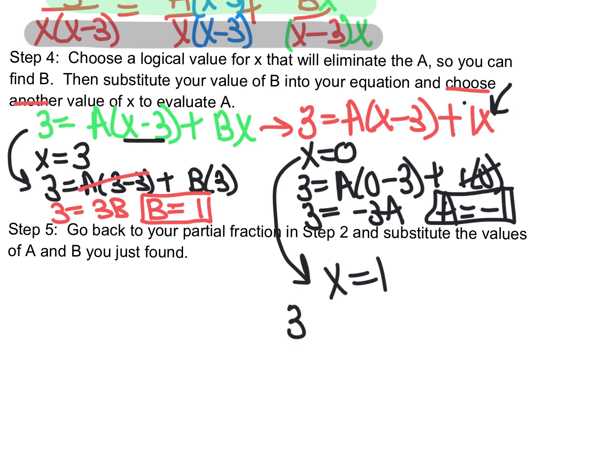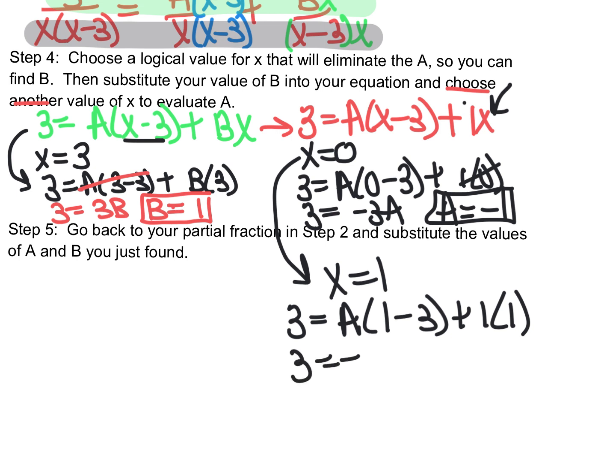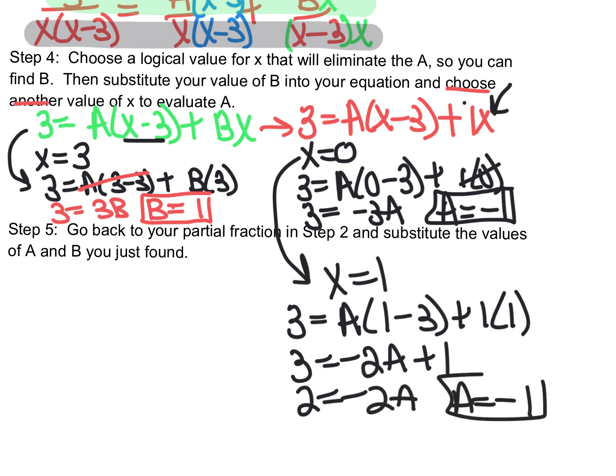So I'm going to say 3 equals A times 1 minus 3 plus 1 times 1. I just put 1 in for x. And we have 3 equals negative 2A plus 1. If I subtract 1 from both sides, I get 2 equals negative 2A, and A still equals negative 1. It doesn't matter what value I pick, because it'll be true for all values of x.